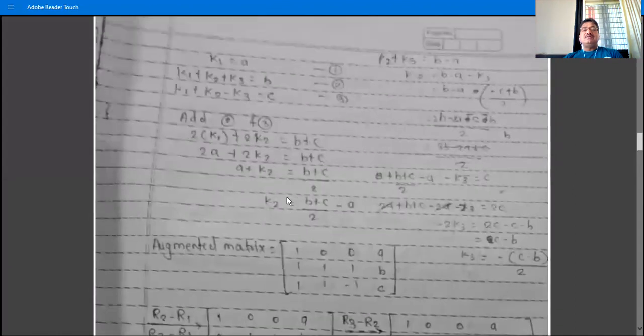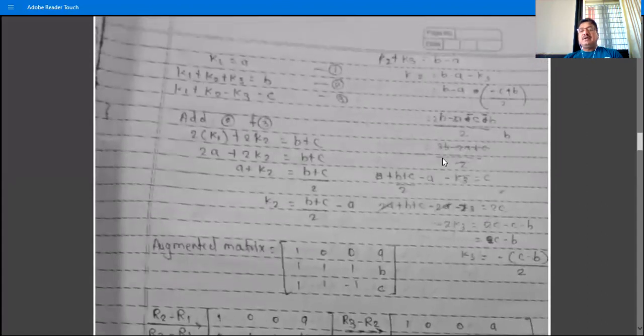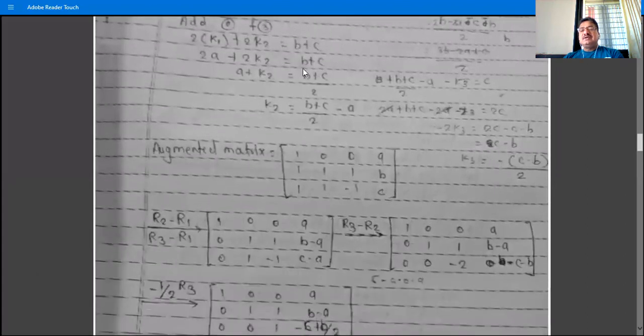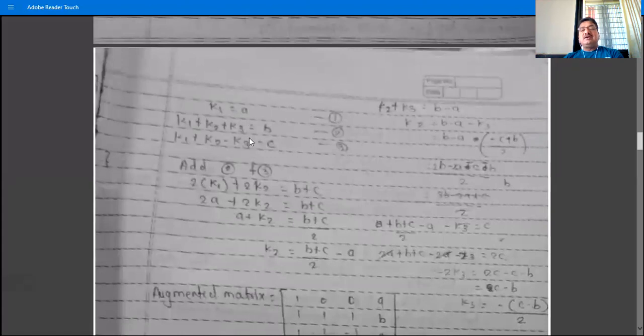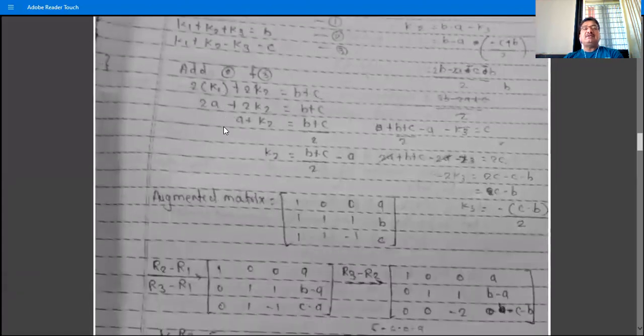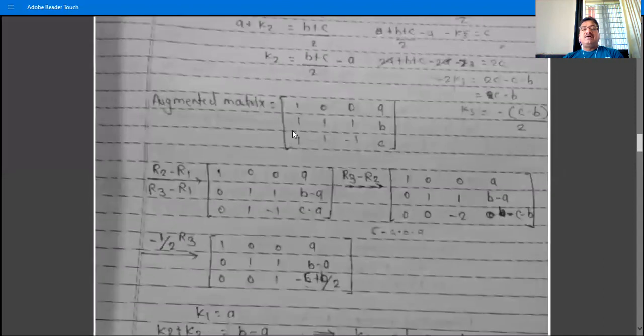So what is the Gauss elimination method? Form the augmented matrix. Don't write this calculation, this is your trial and error method, substituting K1 in the second equation and all these things. Instead of this, apply the Gauss elimination method. We have to solve these three equations and find the values of K1, K2, K3. Either this system is consistent or inconsistent. The system is inconsistent if the rank of A is not equal to the rank of AB, and consistent if rank A is equal to rank AB.